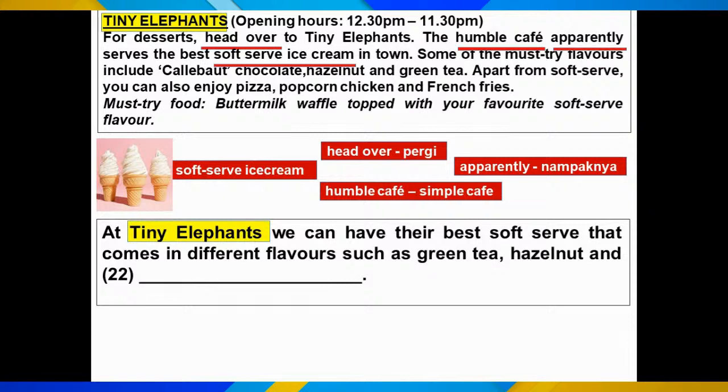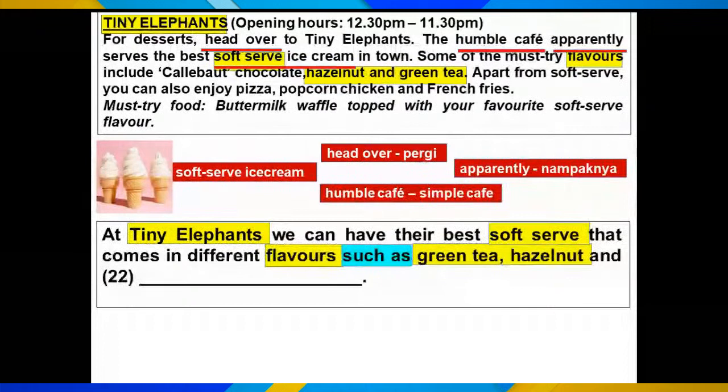Okay, so let's take a look at the question back. At tiny animals, we can have their best soft serve. So you know soft serve, okay? We can find this phrase, soft serve, in the question. That comes in different flavors. Keyword is flavors. Has it been mentioned there? Yes. Flavors is in the text. Okay. So they give you green tea and hazelnut. Two flavors. Such as means, okay. You see? Yes. So now, another keyword is such as. Seperti. Different flavor. Perisa berbeza seperti green tea, hazelnut, and. So ada lagi satu tertinggal kat sini.